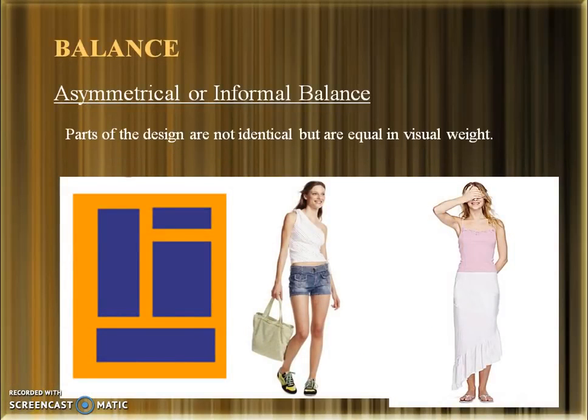The second is asymmetrical or informal balance, where parts of a design are not identical to each other but they are equal in visual weight. For example, in the first figure, consider a central axis going from top to bottom or from left to right. You will not see identical elements anywhere across the central axis. Similarly, the first dress has an asymmetrical shoulder and an asymmetrical skirt. Even though they are asymmetrical, visually the weight is balanced. That is why it is called asymmetrical or informal balance.